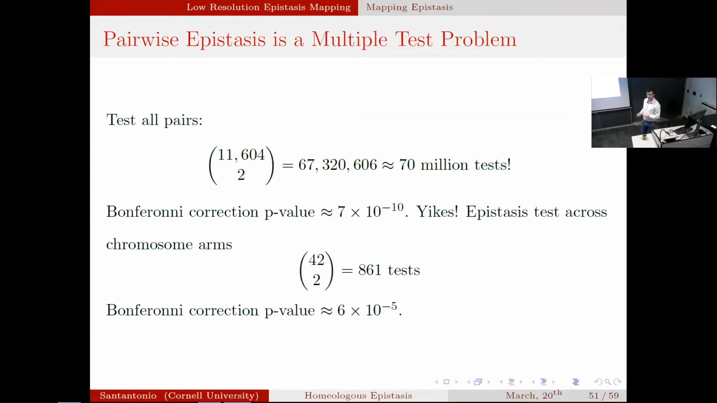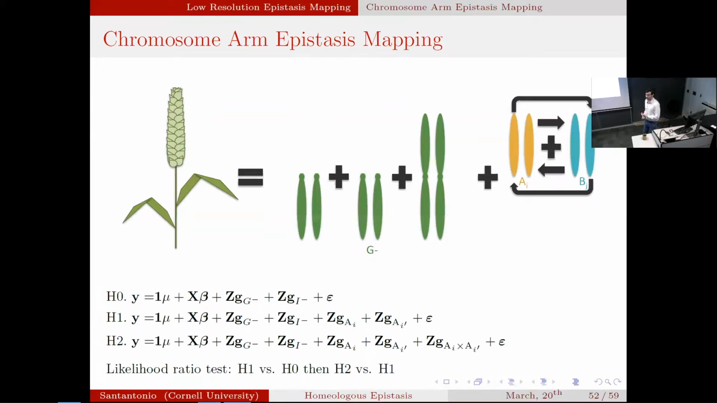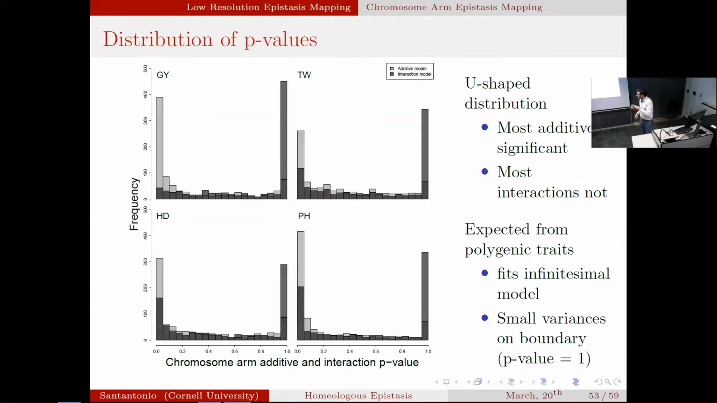But what if we just looked at chromosome arms? What if we took individual chromosome arms and looked at contrasts to see if those arms were interacting with one another? This would drastically reduce the tests, because now I'm only looking at 42 different chromosome arms for the total chromosomes of wheat, 861 total tests. So the Bonferroni correction is way less stringent. Essentially, what I did was I took our model and pulled out a couple of chromosome arms and modeled their interaction. Then we do a series of likelihood ratio tests to determine if the additive effects or the interaction is significant.